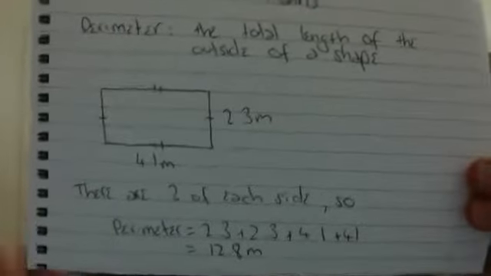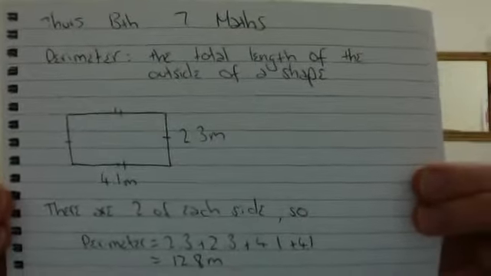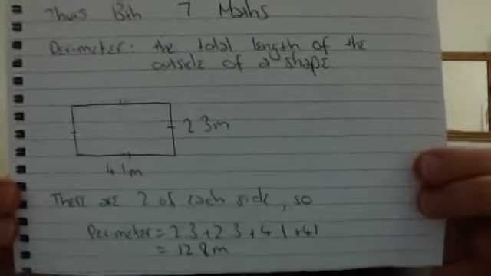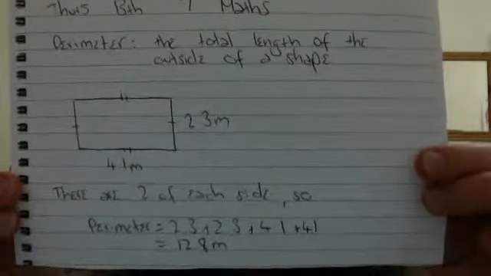So let's look at perimeter at the moment. This is what we covered in class. Remember, the perimeter means the total length of the outside of a shape. And we were mainly working with rectangles and squares.